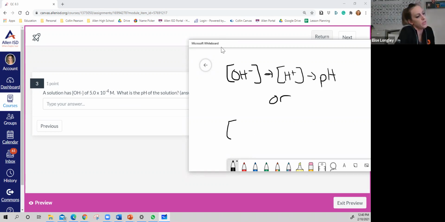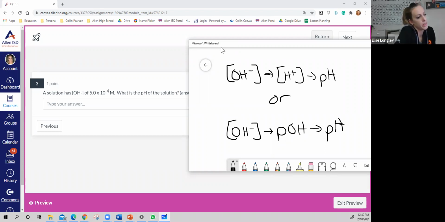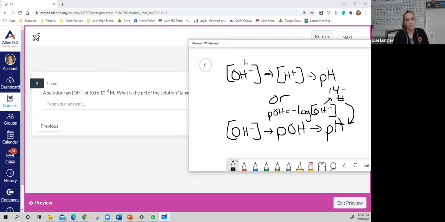Yep. So if you did it this way, you would do the hydroxide ion concentration to pOH. pOH is equal to the negative log of OH minus, right? That'll give you a number, and then you subtract that number from 14, and that'll give you the pH. So that's the idea. That's the method.